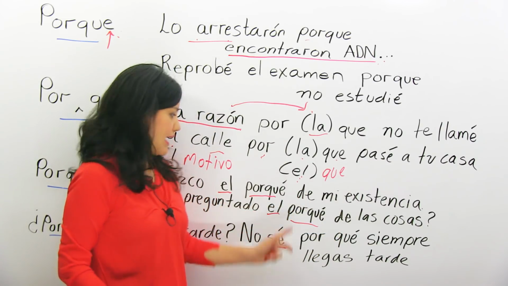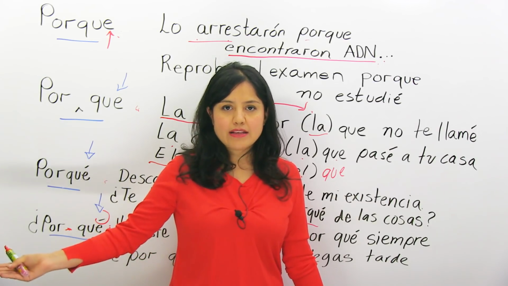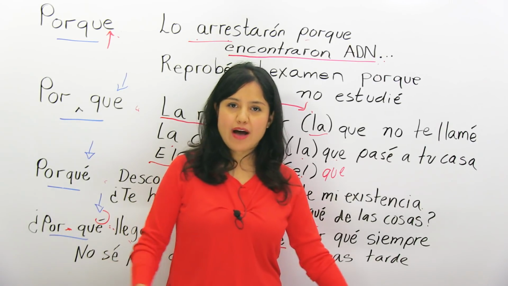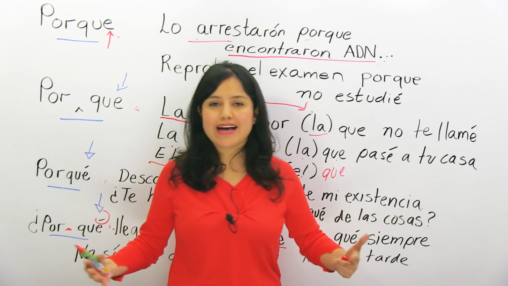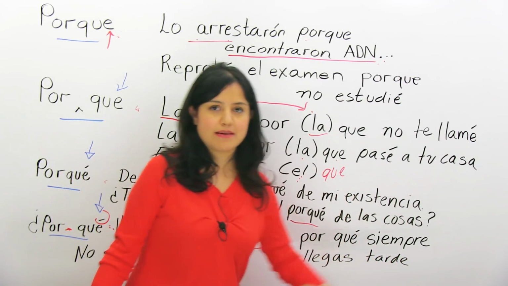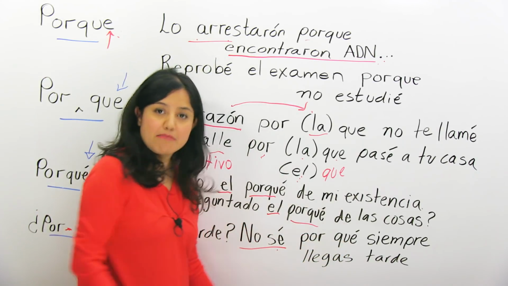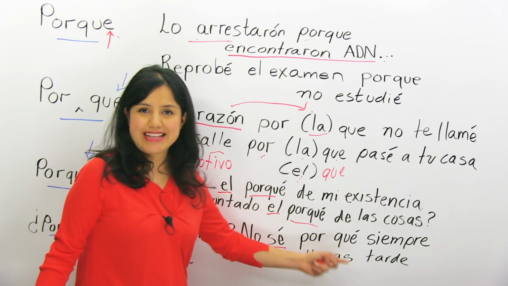You're really in here, like, no sé por qué Juan nunca se baña. I don't know why Juan never takes a shower. No sé por qué Tatiana nunca se baña. You are saying the por qué, but in the middle. It doesn't matter. You're still going to put an accent mark.